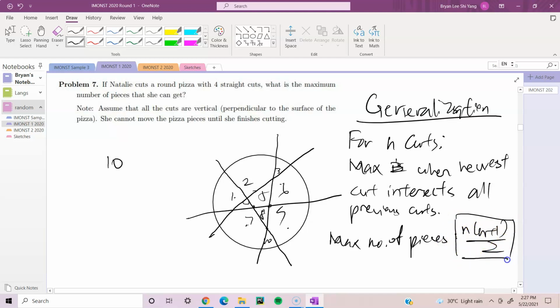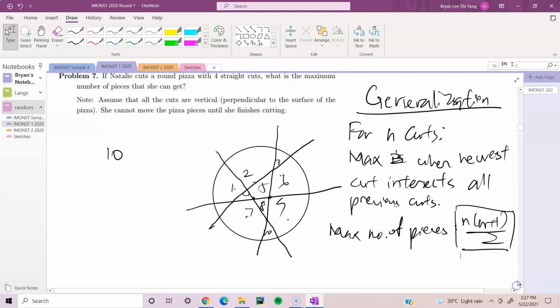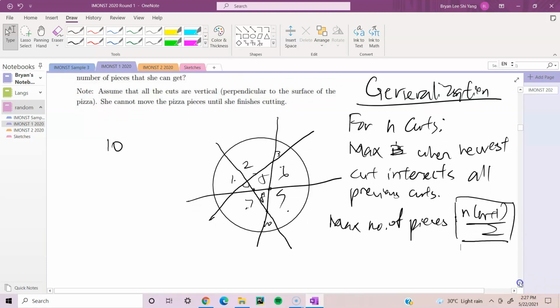Now, how did this come to be? You can figure it out for yourself. If you are interested in telling me how this came to be, of course, you can put it down in the comments, okay? So this is just a formula.